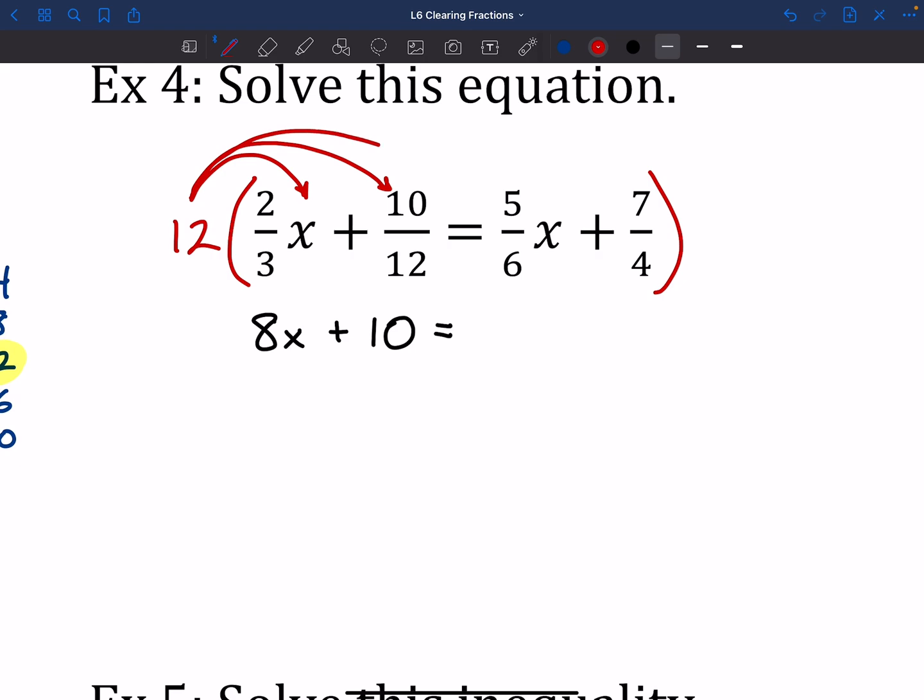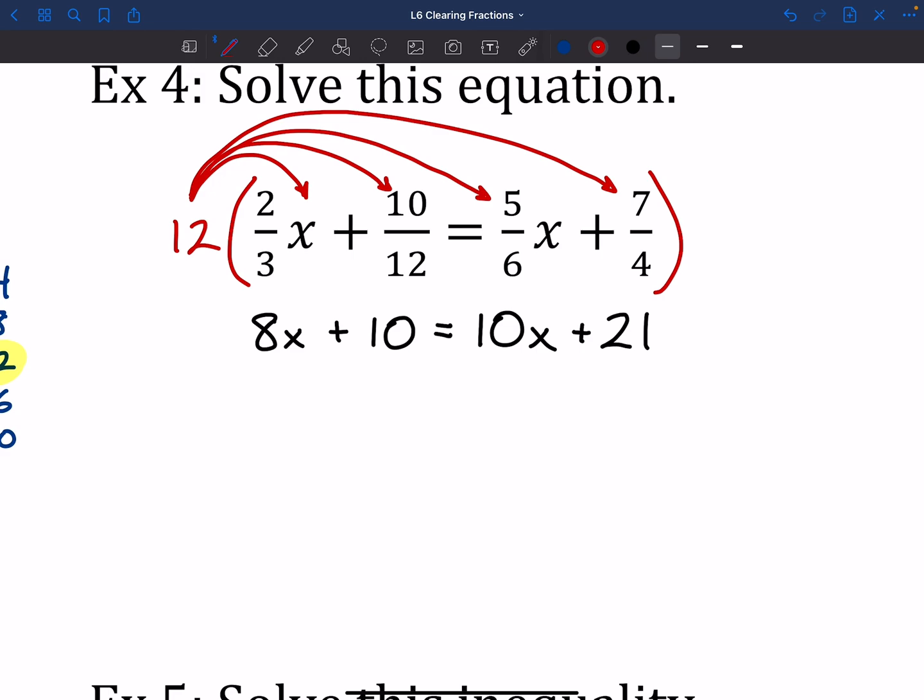Over on the other side, 12 times 5/6. 12 divided by the 6 on the bottom gives us 2. 2 times the 5 up top gives us 10 with an x on it. So 10x there. And last but not least for our fractions, 12 times 7/4. Right, so 12 divided by that 4 on the bottom gives us 3. And then that 3 times the 7 up top gives us 21.